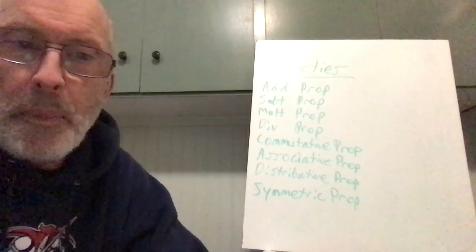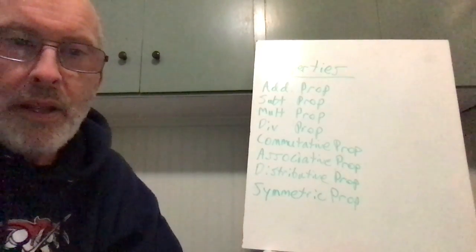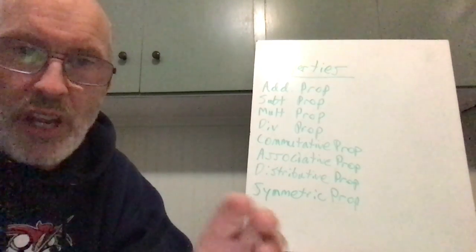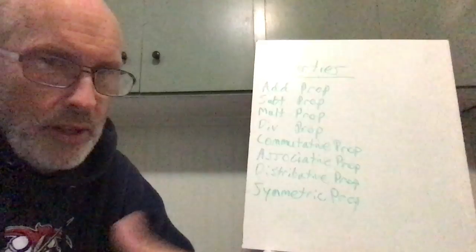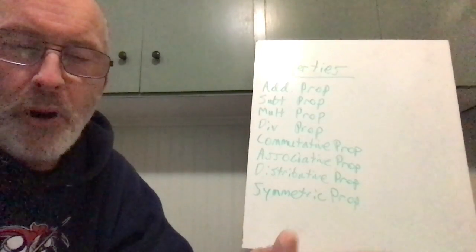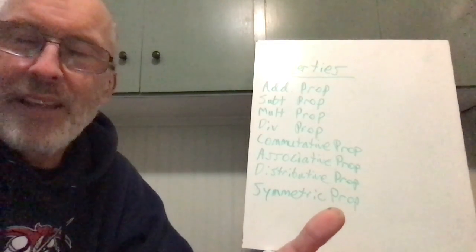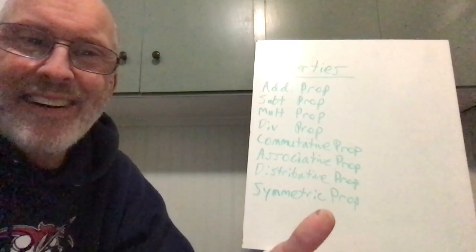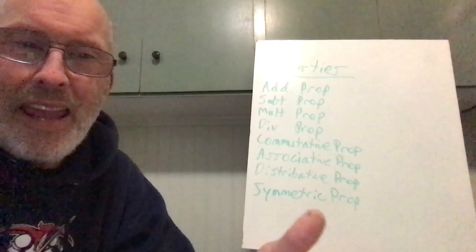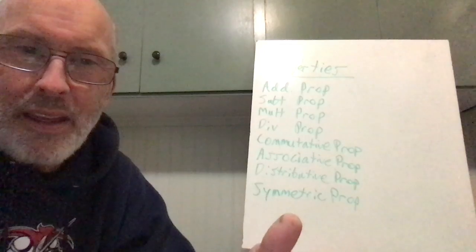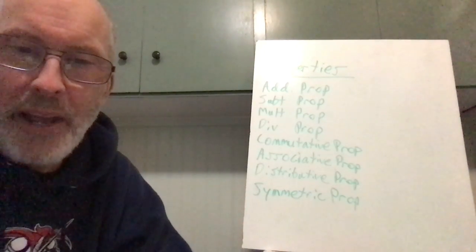The commutative property just says that if you have things that are being multiplied or added together and you change the order of those things, it's still the same. Let me try to say that again. Let's say I've got A plus B and I switch the order. A plus B is the same as B plus A.